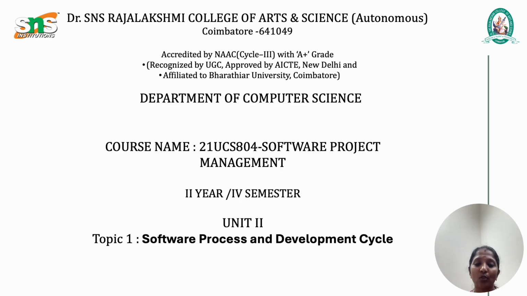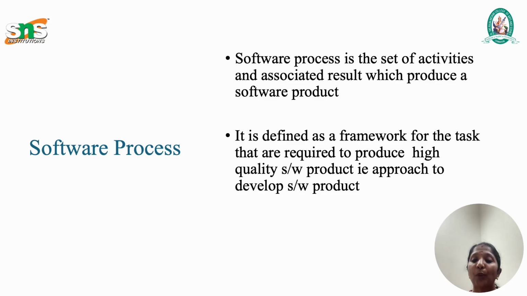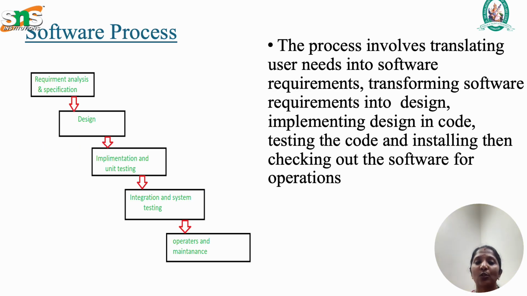Today we are going to discuss software process and the development cycle. What do you mean by software process? In order to develop a software product, we need some software process. That means a set of activities associated with the result to produce a software product. So it is a framework, that means the tasks required to produce a high quality software product. So a software product consists of a set of software processes.